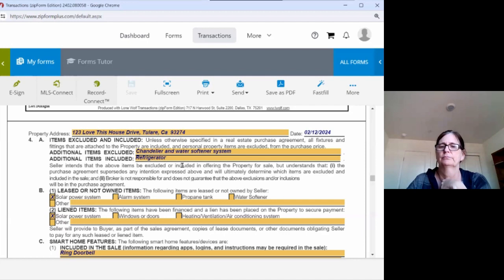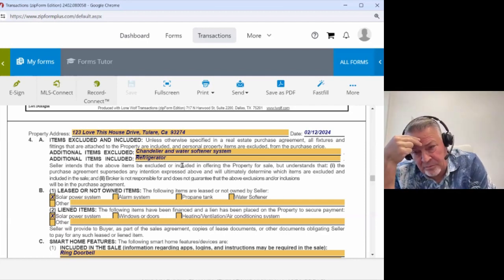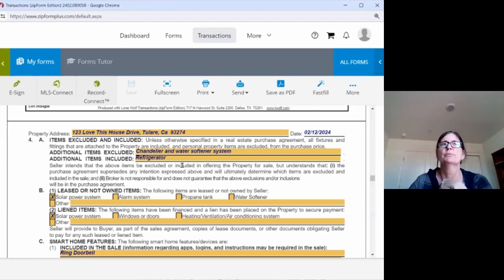That you know to put it in the listing, and that you got to add it to the RPA when somebody puts an offer in. Yes, exactly. So we want to put it in the agent notes in the MLS. We should put chandelier and water softener system reserved by seller, refrigerator to convey with sale, or refrigerator to stay, however you want to word it.